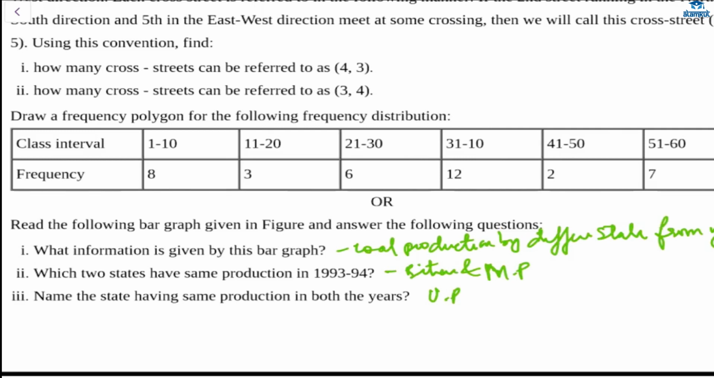This is not continuous. There are two types: continuous and discontinuous. So this is discontinuous. You can see 1 to 10. Now another one is not starting from 10, it is starting from 11. So if you see this type of class interval, first you have to make it continuous.